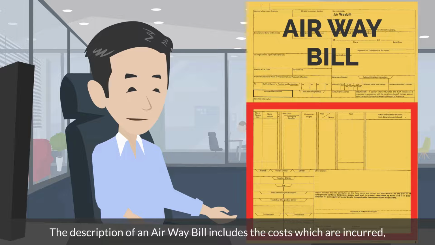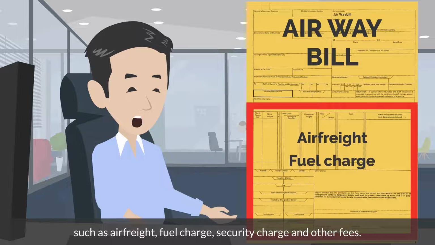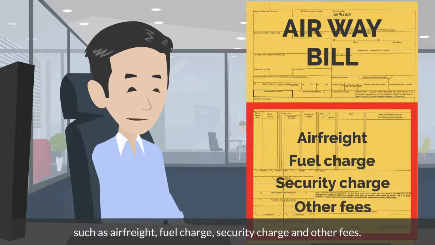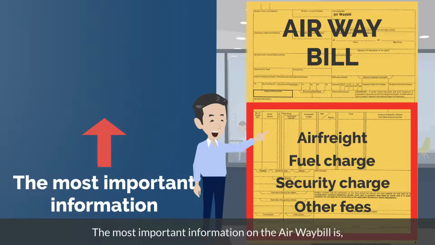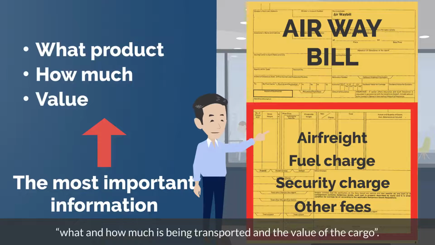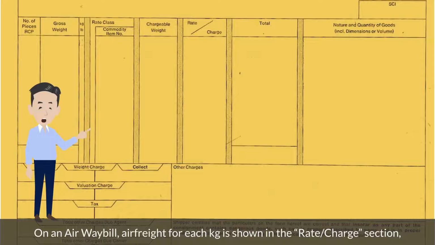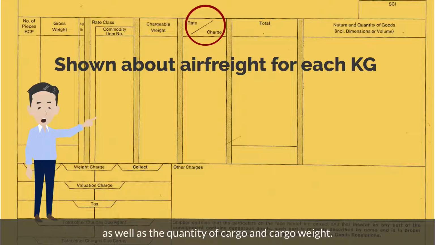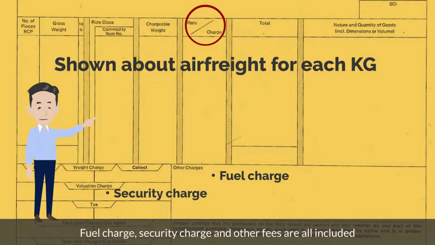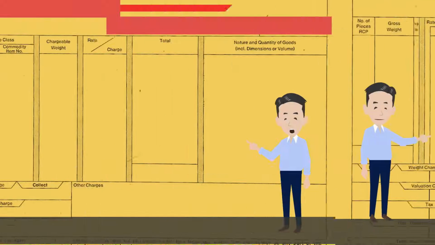The description of an airway bill includes the costs which are incurred when transporting cargo by air, such as air freight, fuel charge, security charge and other fees. The most important information on the airway bill is what and how much is being transported and the value of the cargo. On an airway bill, air freight for each kilogram is shown in the rate charge section, as well as the quantity of cargo and cargo weight. Fuel charge, security charge and other fees are all included in the other charge section.